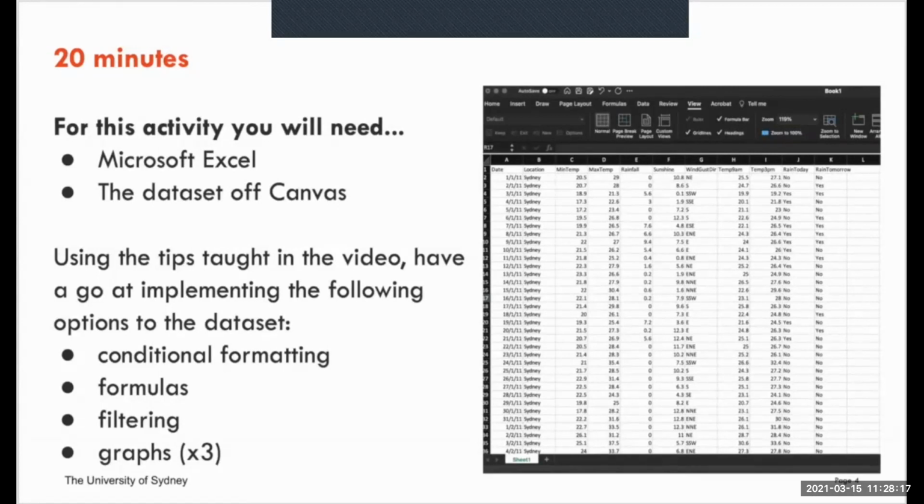So using the tips taught in the video, have a go at implementing the following options to the data set. You could use conditional formatting, have a go at not just color or bold, see if you can experiment. Use formulas, try and see about other formulas that weren't in the video, have a go at filtering, freeze panes, and also make at least 3 graphs. Okay, you will need those for activity 2.